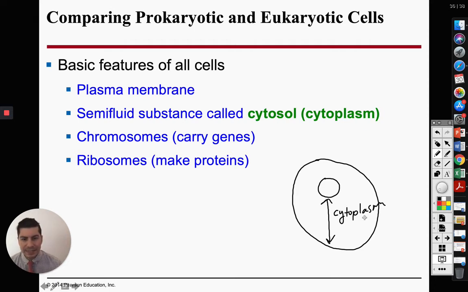What's in there? What is in the cytoplasm? Well, there might be some mitochondria in there. There might be some little ribosomes around. There might be a Golgi apparatus somewhere. All these different organelles. So the cytoplasm is going to be the area between our cell membrane and the nucleus.